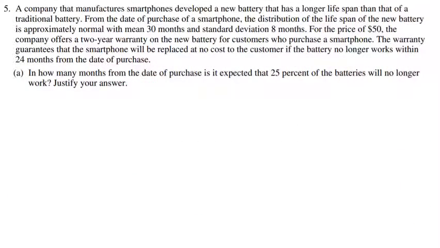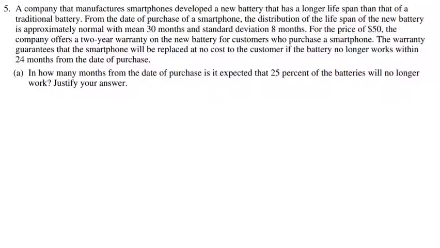All right, number 5. A company that manufactures smartphones developed a new battery that has longer lifespan than that of the traditional battery. From the date of purchase of a smartphone, the distribution of the lifespan of the new battery is approximately normal, with mean of 30 months and a standard deviation of 8 months. For the price of $50, the company offers a 2-year warranty on the new battery for customers who purchase a smartphone. The warranty guarantees that the smartphone will be replaced at no cost to the consumer if the battery no longer works within 24 months from the date of purchase.